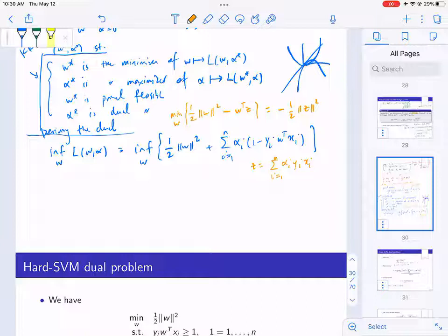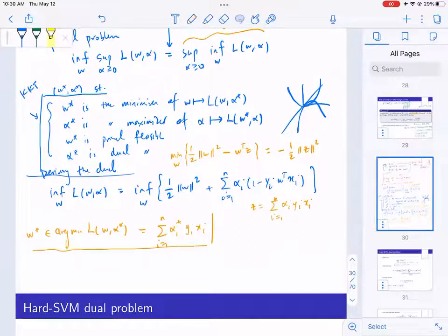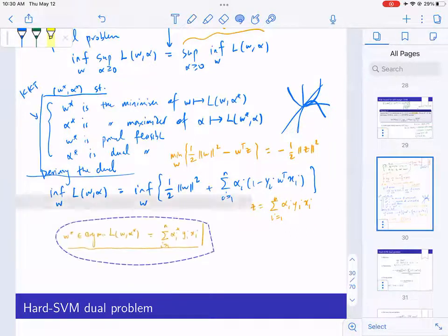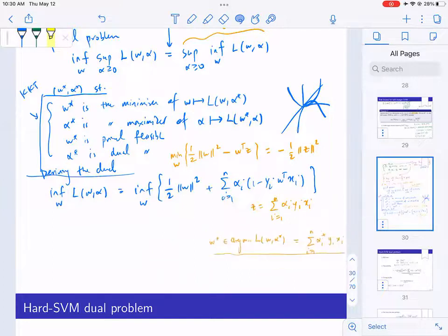So W star, which is the argmin of L(W, alpha star), is just equal to the summation i from 1 to n of alpha_i star y_i x_i. So that gives me the first of the KKT conditions. W star has to be equal to this. We'll come back to the other case later. This is just a little side note for the future.